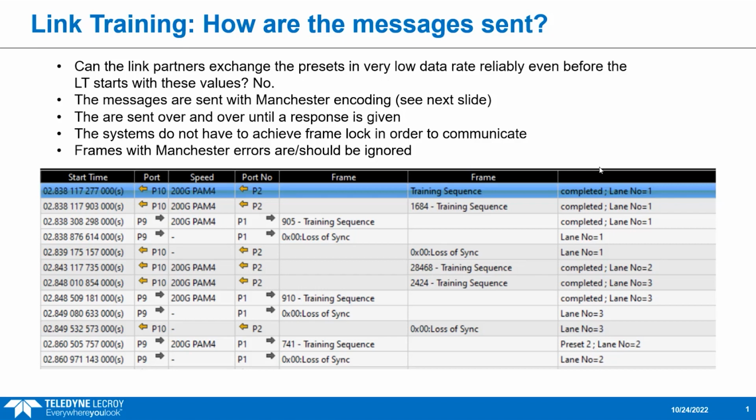Even though they can't be sent earlier and the link is going to be at full speed, they are being sent with Manchester encoding. So even though this frame is at 200 gig, they are being sent with Manchester encoding, and we'll look at what that means on the next page, which in a way effectively amounts to a lower data rate. They are also sent over and over again. If you look at this example right here, this is saying that there's 28,468 training sequence frames sent over and over. The systems do not have to achieve frame lock in order to communicate. In fact, that's one of the fields within the training sequence that we'll look at. And frames with Manchester errors should be ignored.